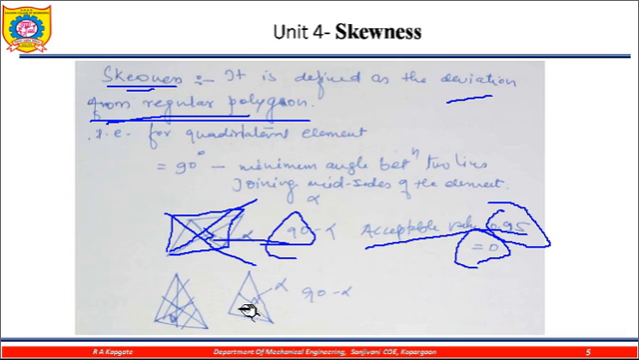Even for triangles we need to consider this. If we draw the diagonals of this one, whatever angle we have developed between these diagonals must be 90 degrees. So this is called the skewness.